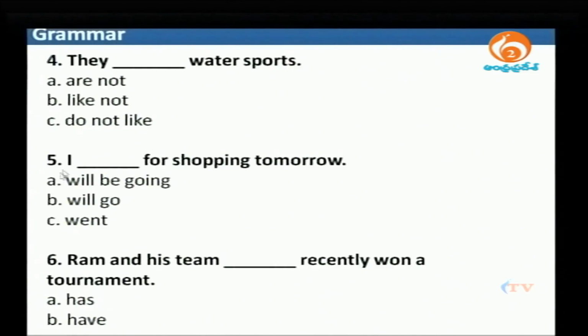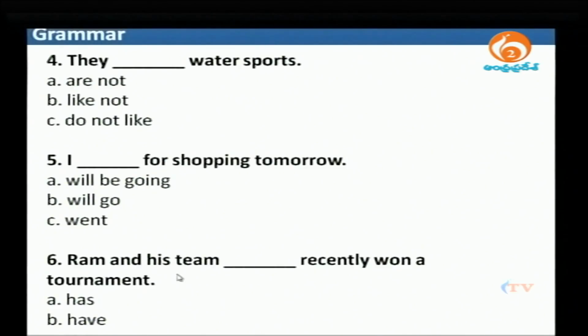Number 5, I will be going for shopping tomorrow. I will go for shopping tomorrow. I went for shopping tomorrow. Now, went is past tense, tomorrow is future tense. So, the correct form is will go. Don't say I will be going. I will go for shopping tomorrow.